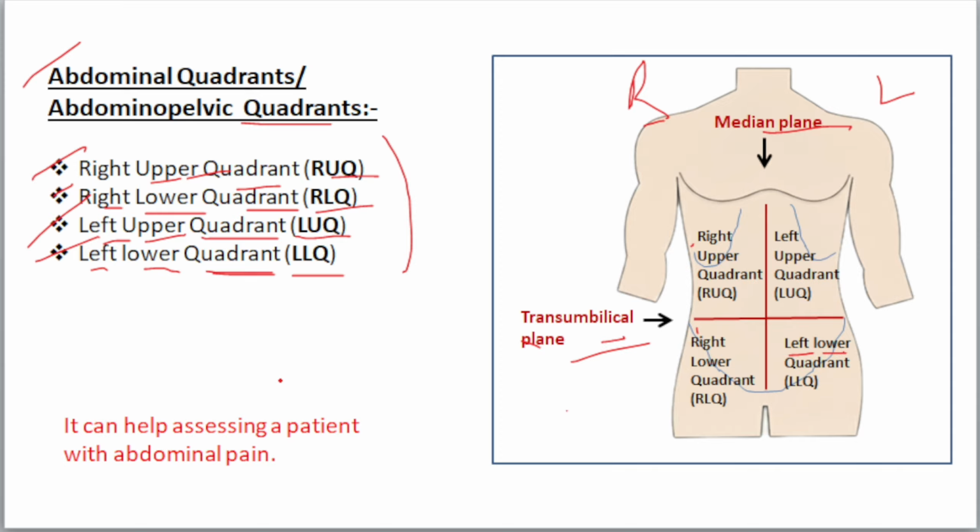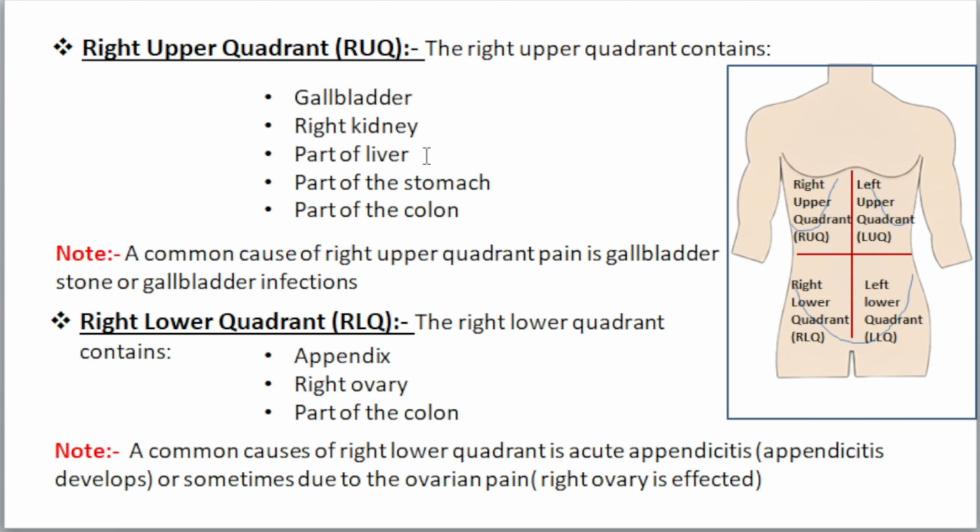And what is the importance of the abdominal quadrants? They are important because they help in assessing a patient with abdominal pain. So start with right upper quadrant. This is also called RUQ, R for right, U for upper and Q for quadrant.